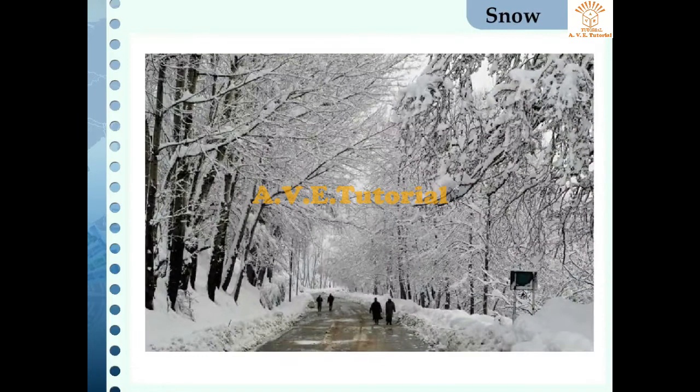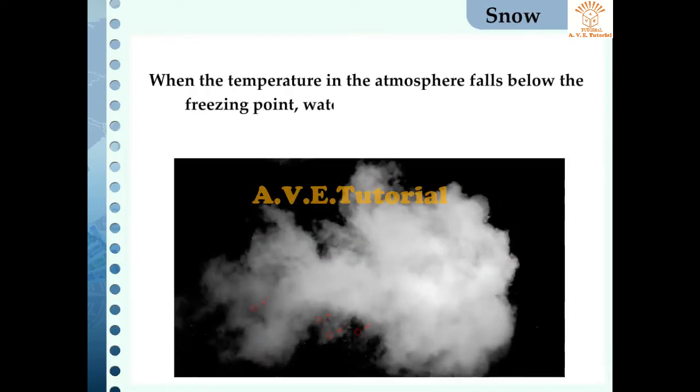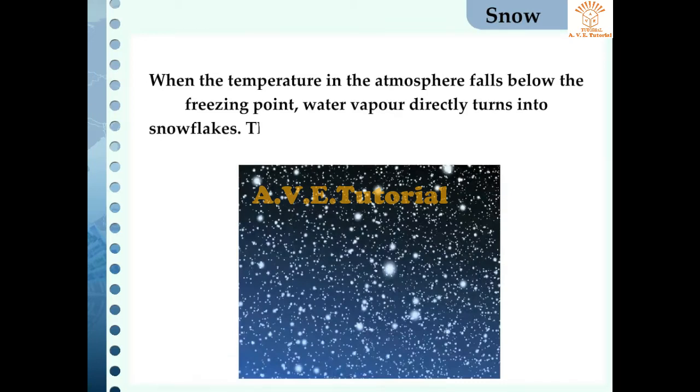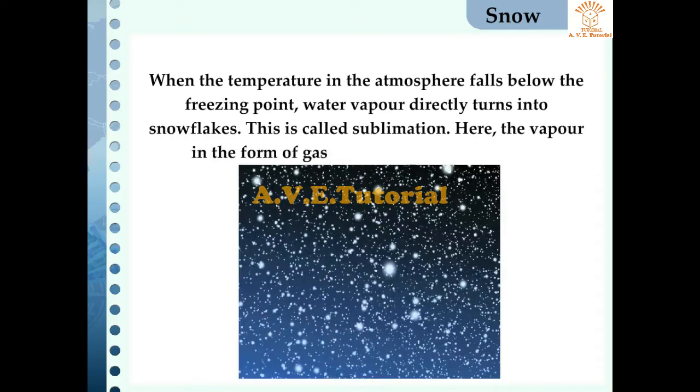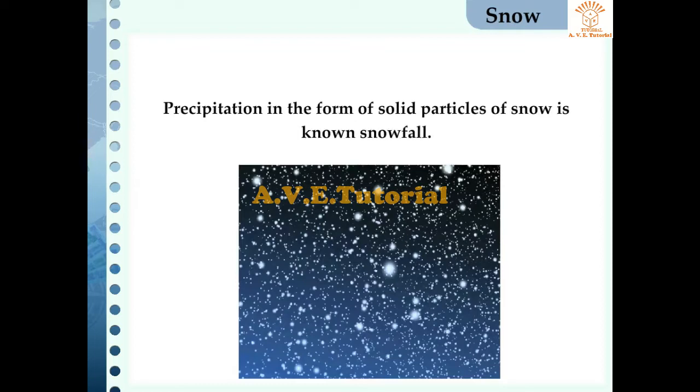Snow. When the temperature in the atmosphere falls below the freezing point, water vapor directly turns into snowflakes. This is called sublimation. Here, the vapor in the form of gas transforms into solid snow. Precipitation in the form of solid particles of snow is known as snowfall.